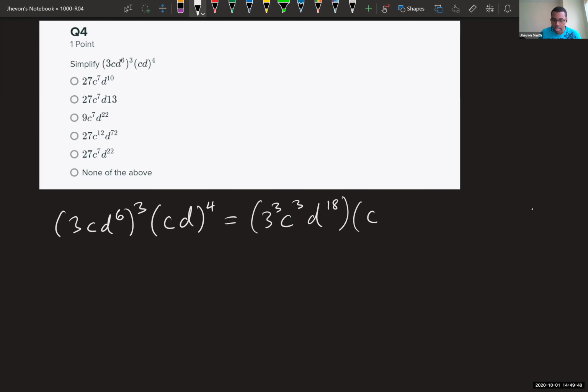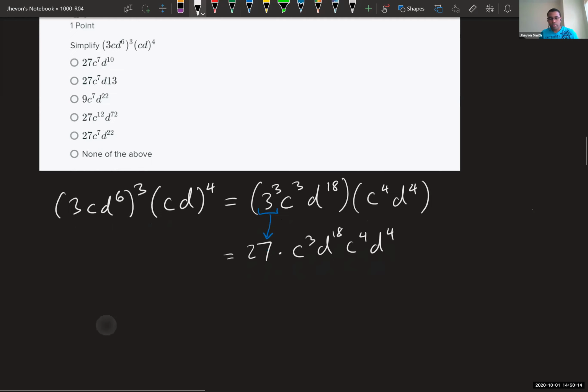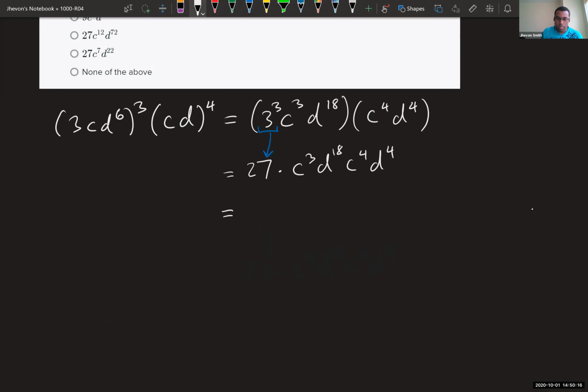For similar reasons, this here is c to the fourth, d to the fourth. Now with this, because these two factors are as simple as they can get, you can remove the parentheses here without consequence. Maybe I'll just take the opportunity to write this as a 27. So that's the 3 cubed right here. That's the 27. Okay. Now what?